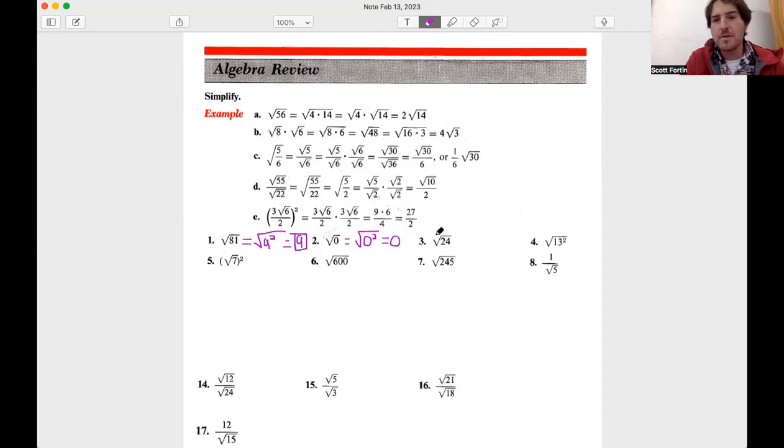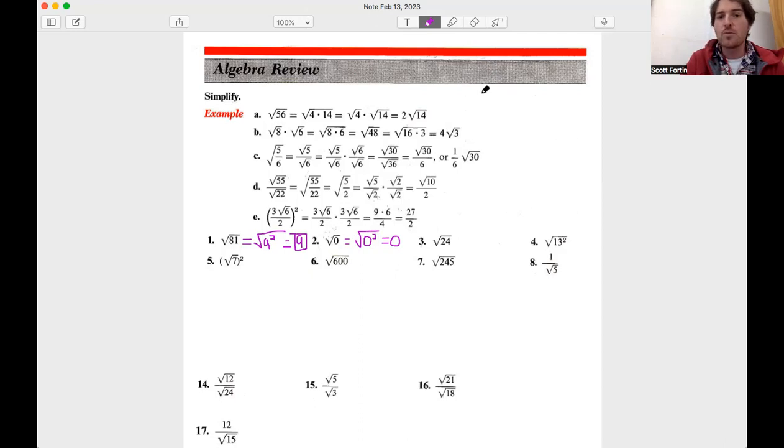Next up, number 3, this is where this sort of comes into play with what we're doing in class, where I have 24 here. That's a kind of a big number. So I want to get what's inside the square root symbol to be as small as it possibly could be. And 24 is bigger than a lot of those that we have in the examples. So I want to get rid of the 24 and replace it with something else.